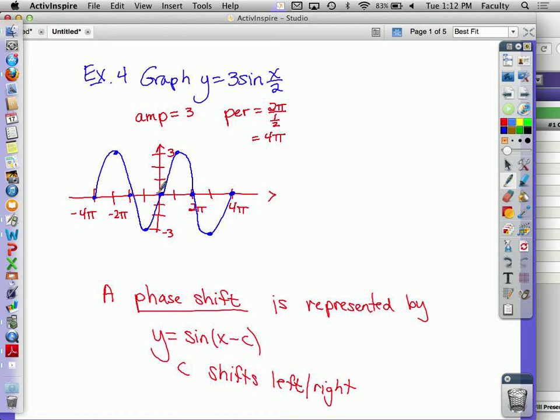All right. Next item, a phase shift. A phase shift is really your left-right shift. And so what I'd like us to do is once you get that jotted down, we're going to do a little exploration on the calculator.